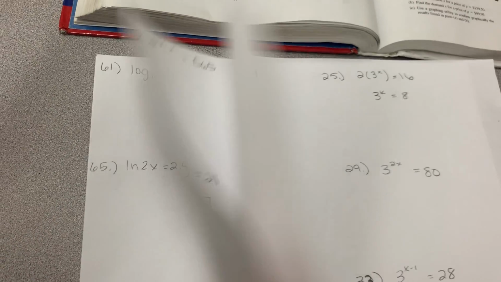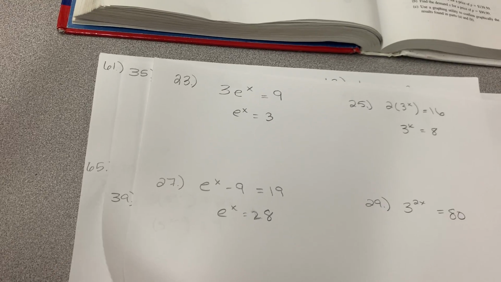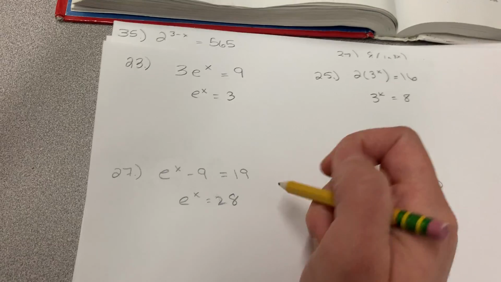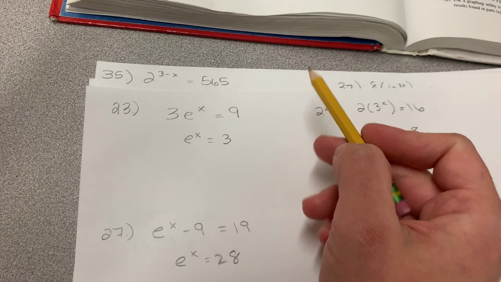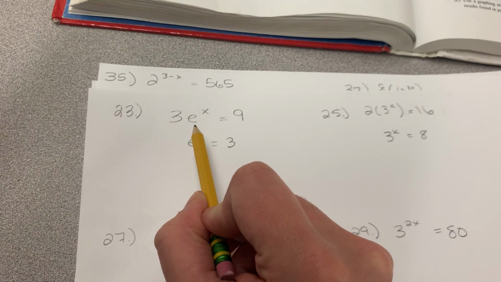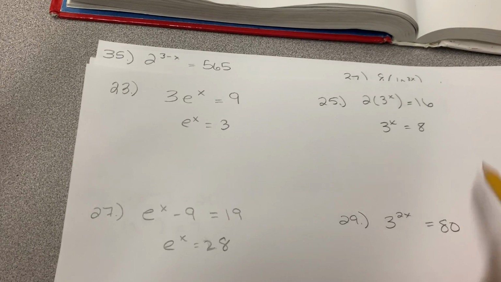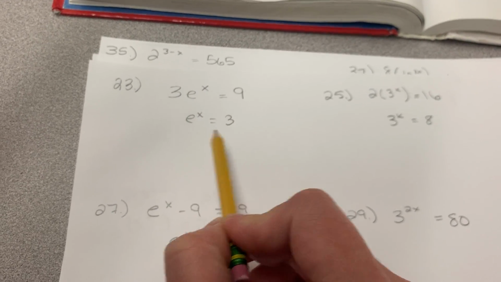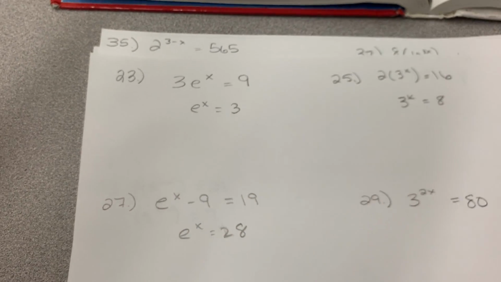Okay, next part. Is it 23? Okay, 23 through 39. You're just solving equations here. So 3 times e to the x equals 9. Well, you're trying to solve for x. Remove 3 by dividing, and we have e to the x equals 3.